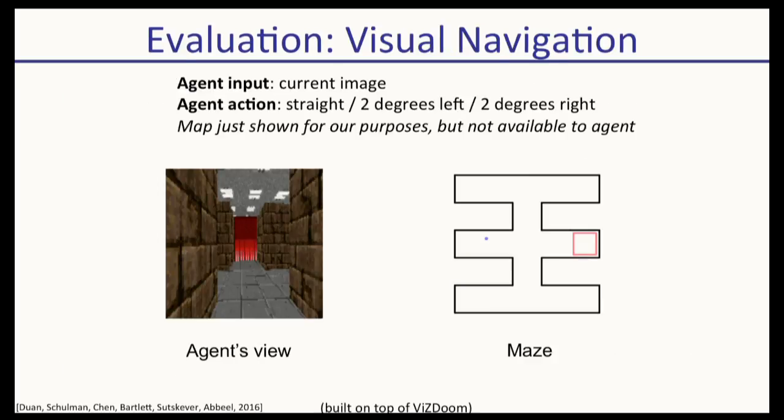Here's a more difficult one. Let me go through this example, and then let's see if there's still questions. So here, the agent will always be dropped in a new maze. It will not have access to the map of the maze. That's just for our reference. There will be some kind of target that's bright red. It gets to see just monocular images. It gets to turn 2 degrees to the left, 2 degrees to the right, or keep going straight. And somehow, it has to figure out how to get to a goal in that maze.